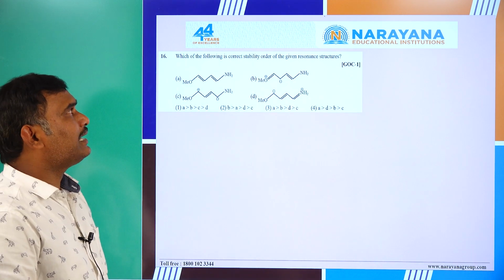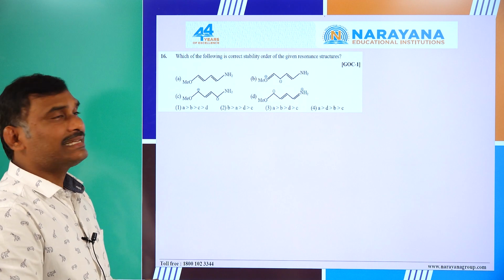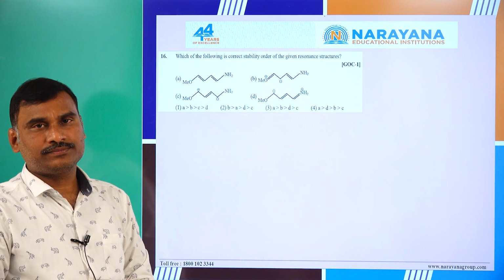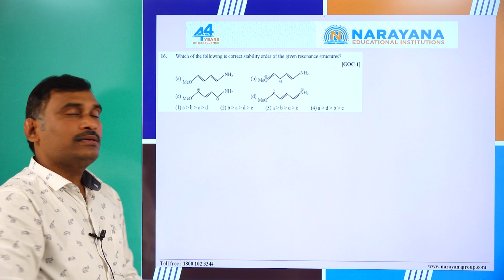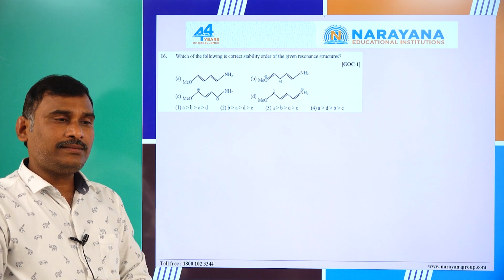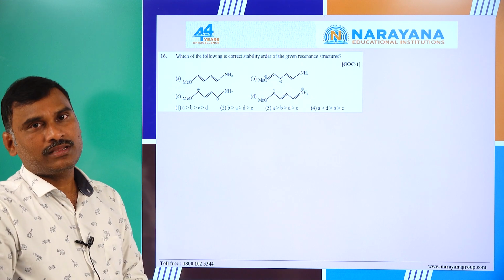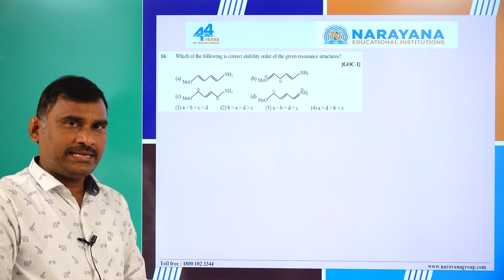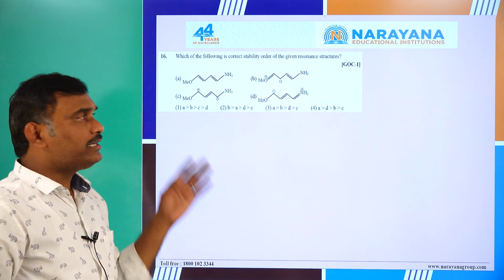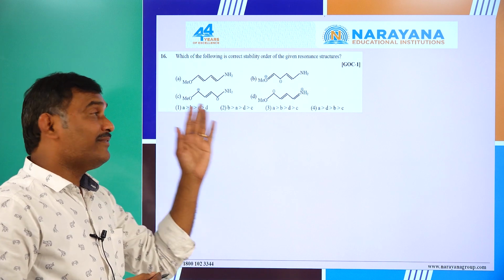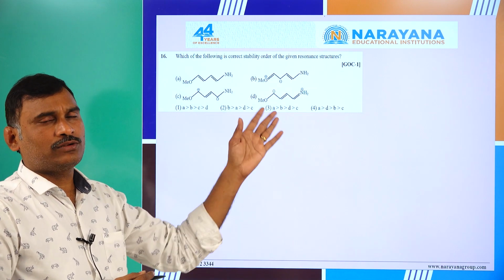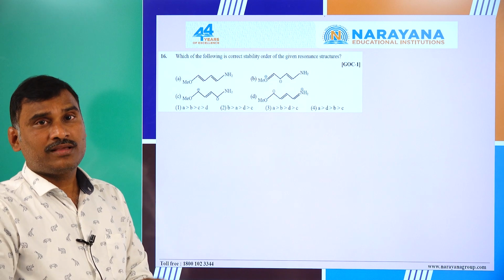Yeah, which of the following is the correct stability order of the given resonance structures? Generally, according to the resonance rules, it comes under the GOC part, general organic chemistry. Now see those resonating structures, stability of resonating structures. In all the resonating structures, the position of atoms should remain the same, and the total number of bond pairs and lone pairs should remain the same. According to the resonance rule, the resonating structure having more covalent bonds and all the atoms getting octet configuration except hydrogen is the more stable resonating structure.